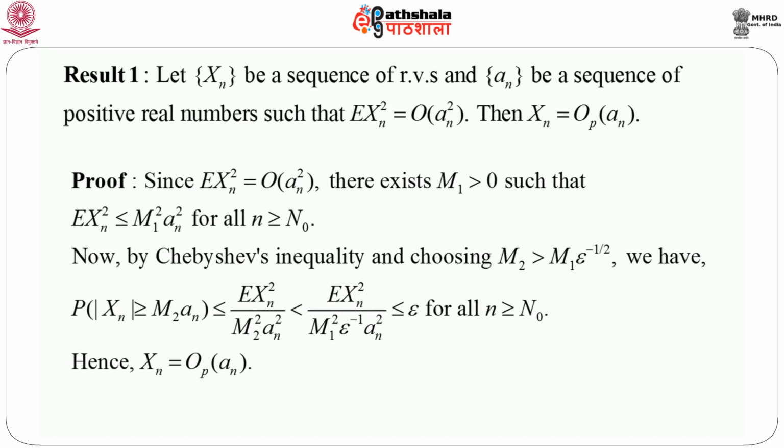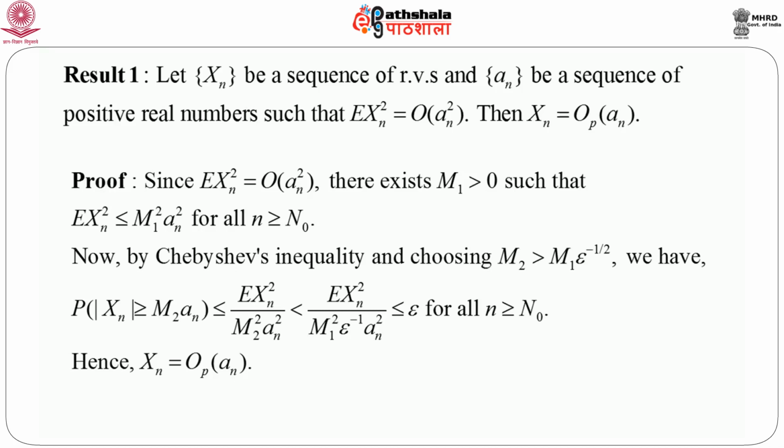Let us consider a few important results, and the proofs of these results involve these orders in probability. The first result states that if Xn is a sequence of random variables and An is a sequence of positive real numbers such that expectation of Xn square equals big O of An square, then capital Xn equals big O_p of An. The proof is very simple, but we will do this proof technically and in every detail.